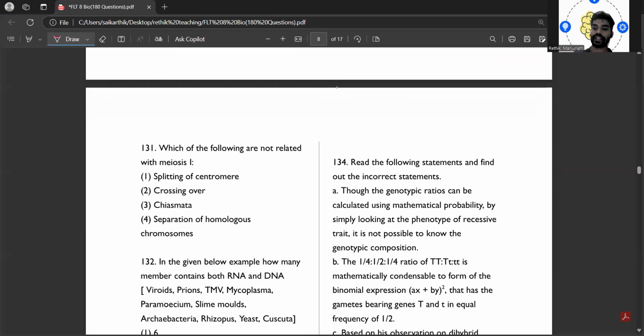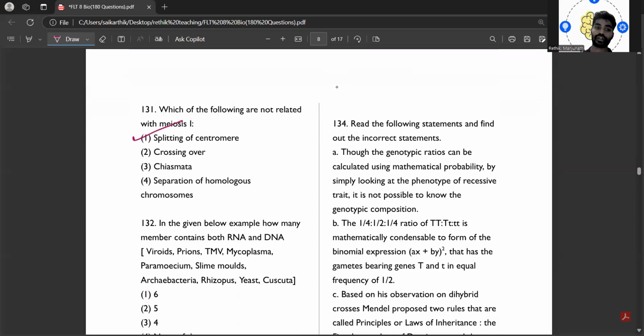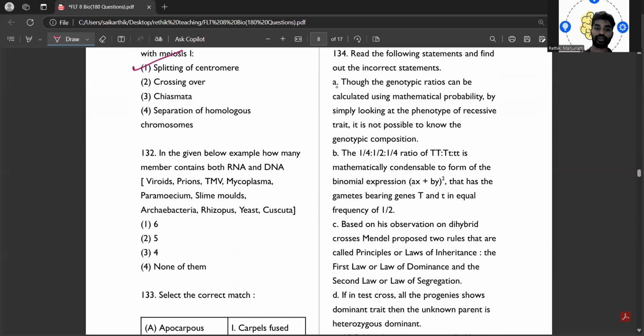Next, 131. Which of the following is not related to meiosis one? Splitting of the centromere. Okay, so then it is the correct one. So moving on to the next question, that is 132.